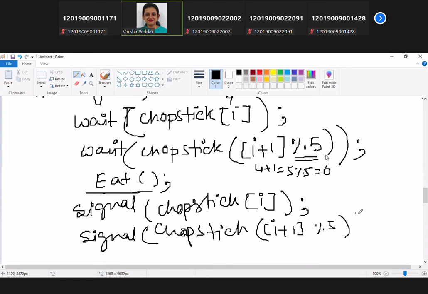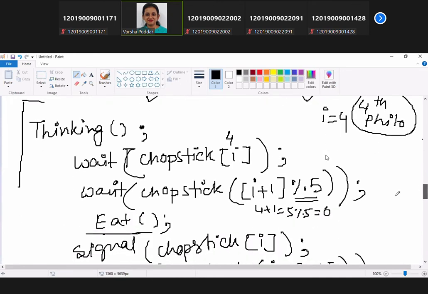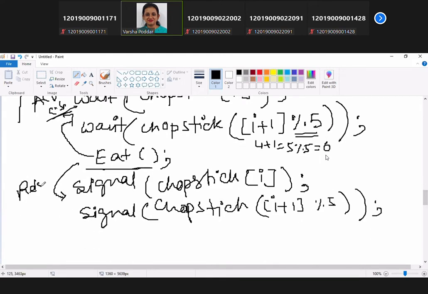So I'm just releasing, right? This can be your sample process of thinking and eating. While you think, I have put in a semicolon, because while you are thinking, you are doing nothing with the chopsticks, so you cannot keep the chopsticks waiting. But when you are eating, before that, you have to acquire the chopsticks. Here you acquire the critical section. The chopsticks that you require are your critical section. And after you finish eating, you are releasing your critical section, right?